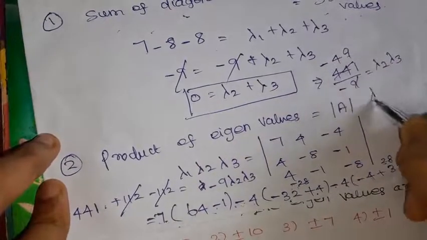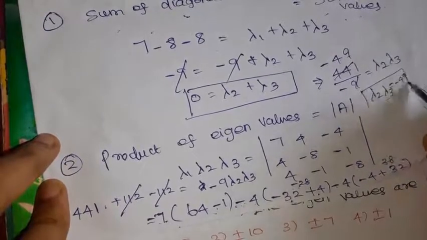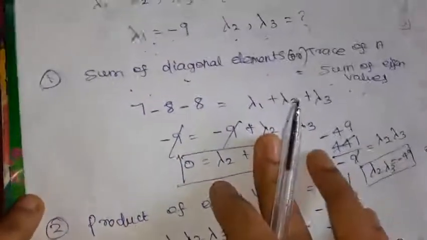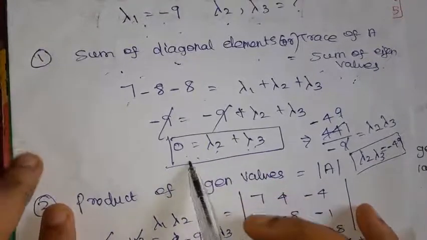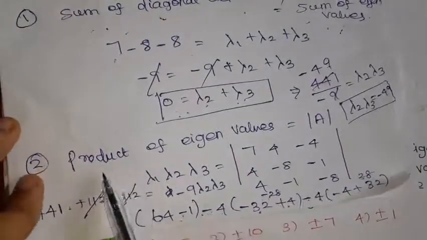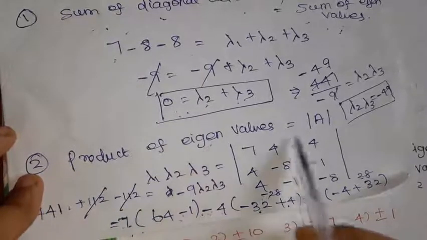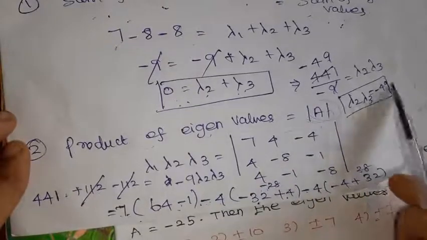Minus 49. So lambda 2, lambda 3 value is minus 49. Can you understand, guys? Sum of eigenvalues is nothing but sum of diagonal elements. So from that we can find out lambda 2 plus lambda 3 equal to 0. Then we know one more property, product of eigenvalues. Product of eigenvalues is nothing but determinant of A. So determinant value is nothing but minus 49.